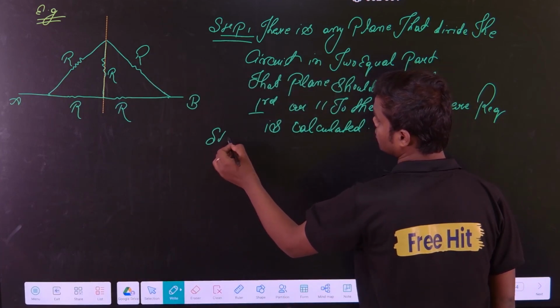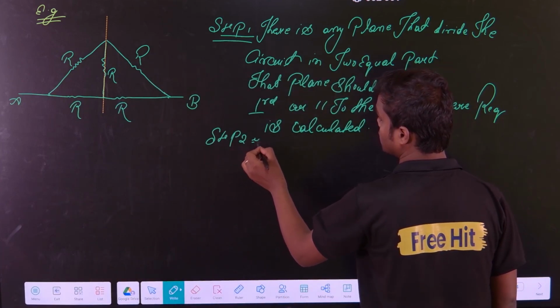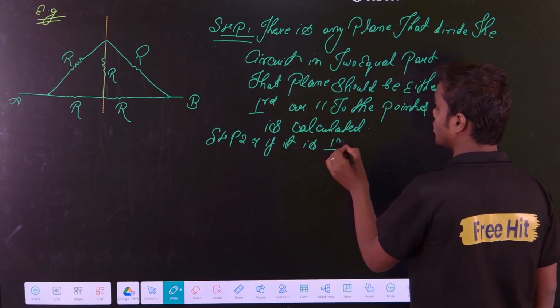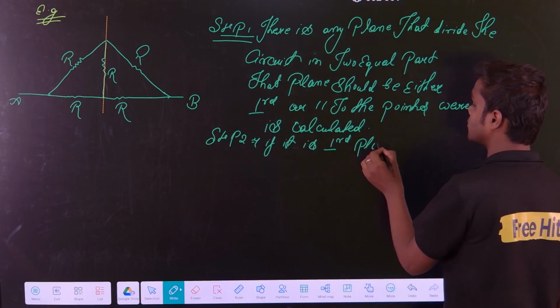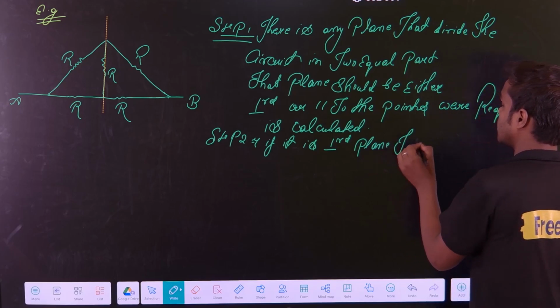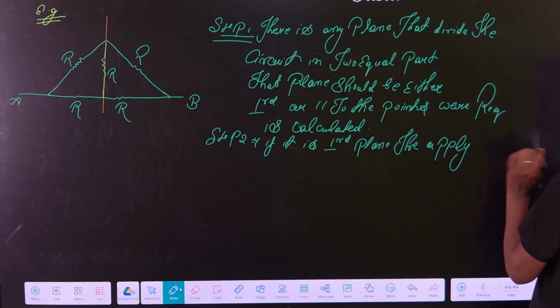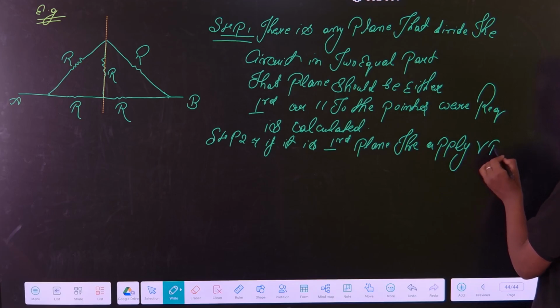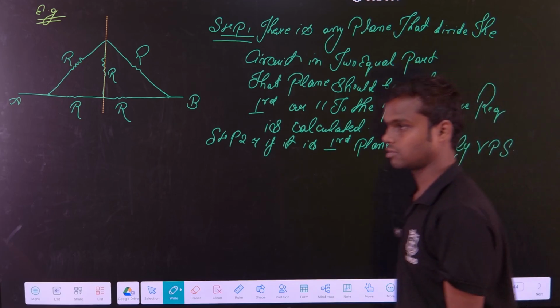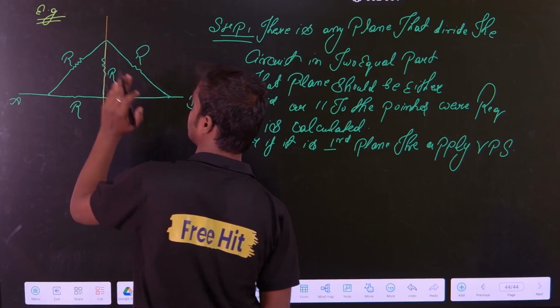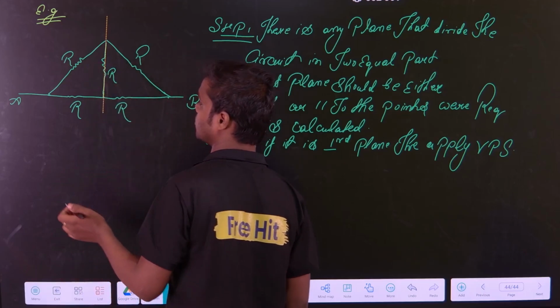Step 2, and if it is a perpendicular plane, then apply vertical plane symmetry, VPS. How to apply? Now that means the vertical plane symmetry is applicable here. Now what is the approach you have to apply?